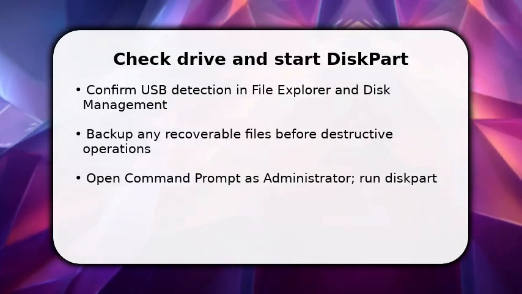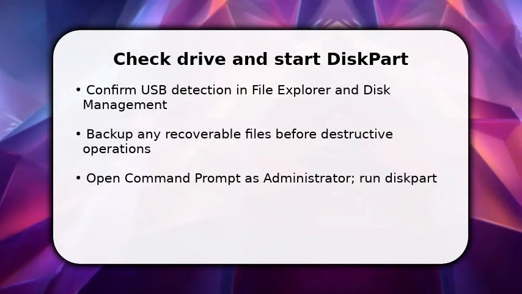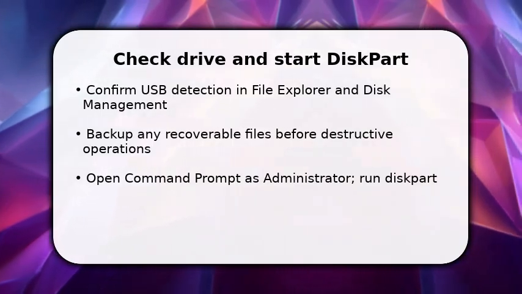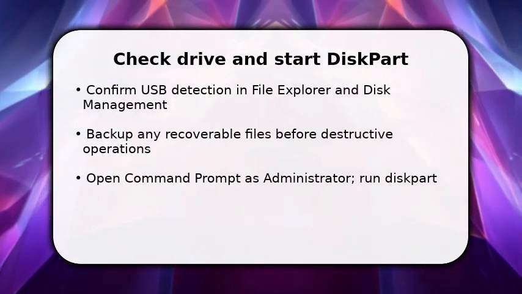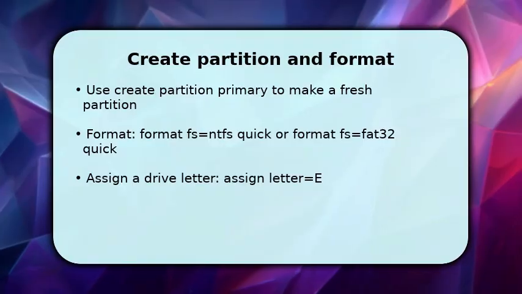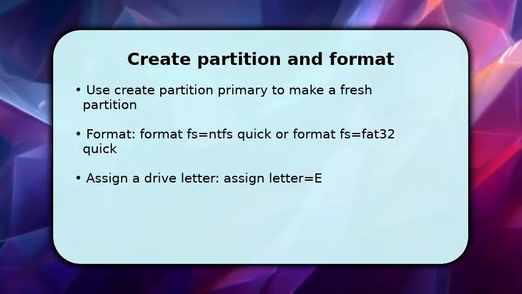After selection, say clean to remove partitions so you can rebuild a clean layout. Once the disk is cleaned, create a primary partition and set it active if you need it bootable. You do this with create partition primary and then active.